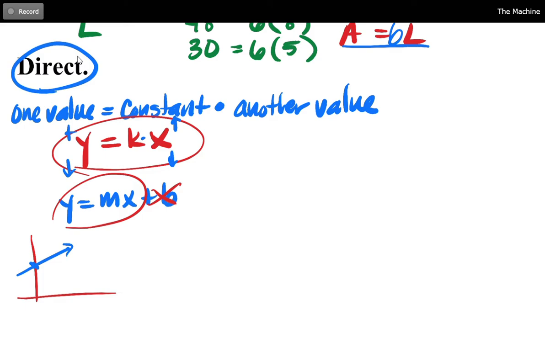So the graph of a direct variation equation would look something like this, where that's your x and that's your y, and it has to come down here through the middle. Depending upon what your k value is, what your constant is, or what your slope is, if you want to think about it that way, you would get the steepness of that line.